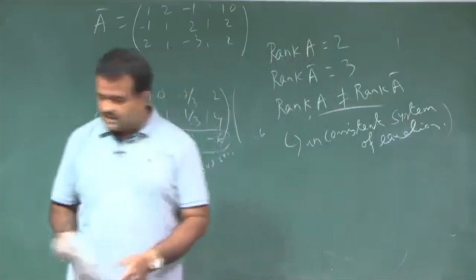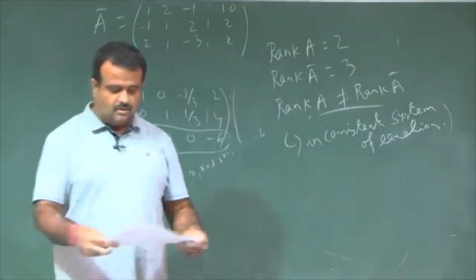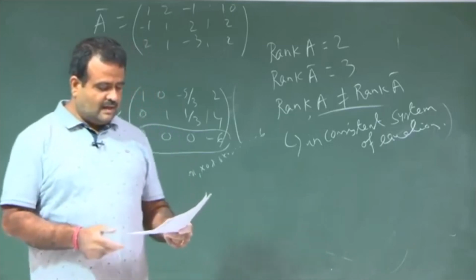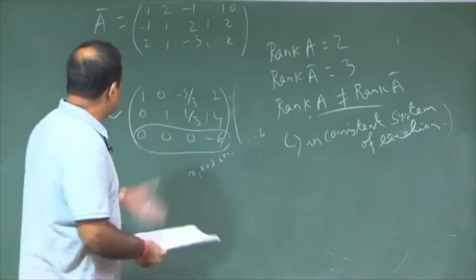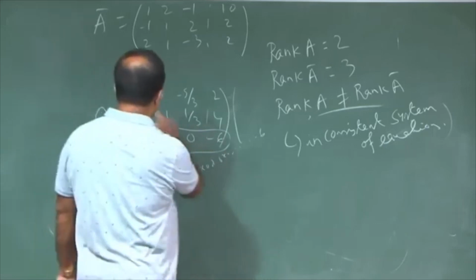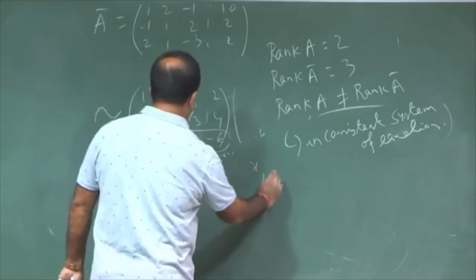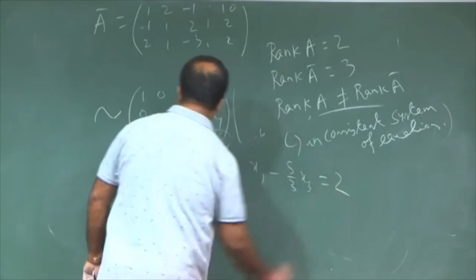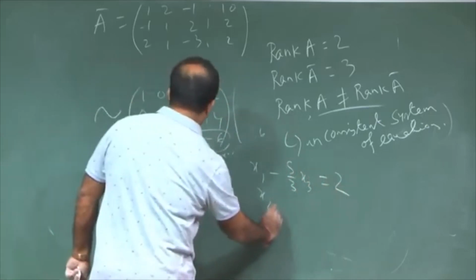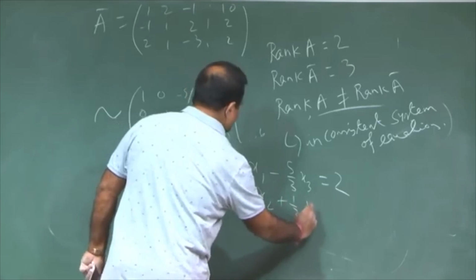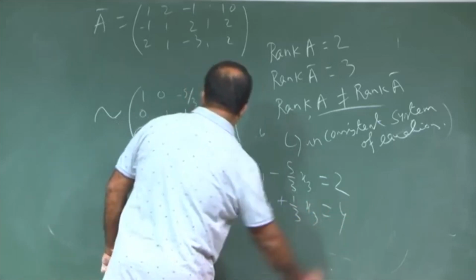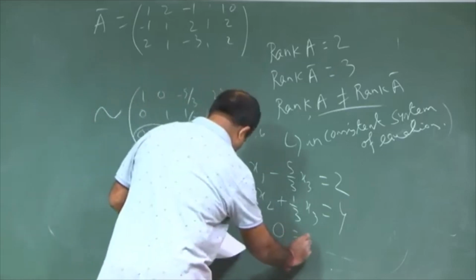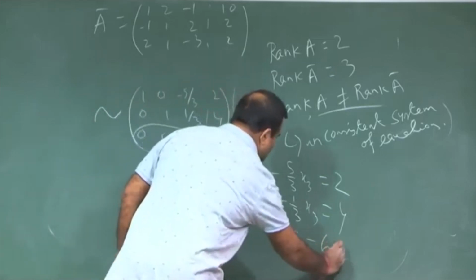Okay, because the rank of the augmented matrix and the rank of this are different. The equivalent system is what? The equivalent system is x1 minus 5 by 3 x2, x3 is equal to 2, then x2 plus 1 by 3 x3 is equal to 4, and then 0 is equal to minus 6.